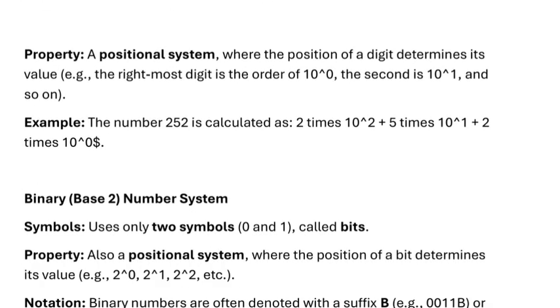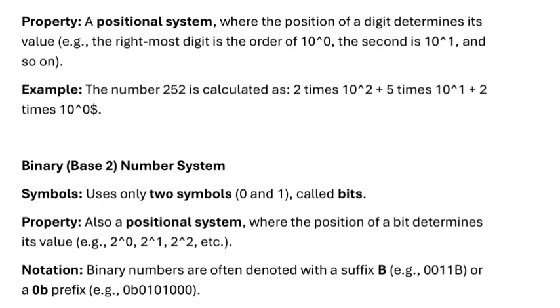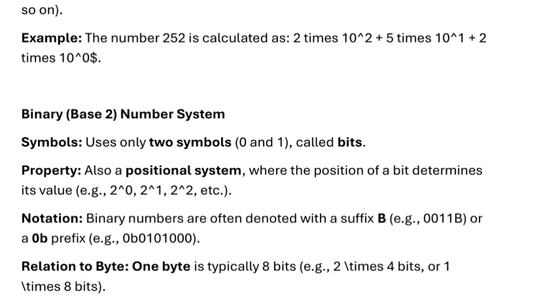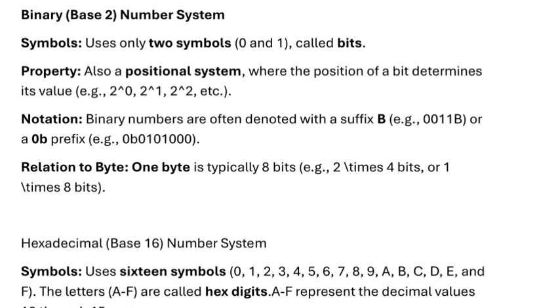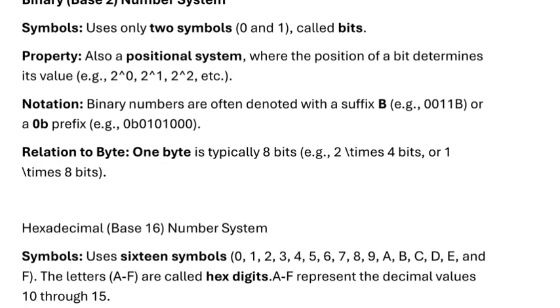Property: a positional system, where the position of a digit determines its value, e.g., the rightmost digit is of the order of 10^0, the second is 10^1, and so on. Example: the number 252 is calculated as 2 times 10^2 plus 5 times 10^1 plus 2 times 10^0. Binary, base 2, number system symbols: uses only 2 symbols, 0 and 1, called bits.